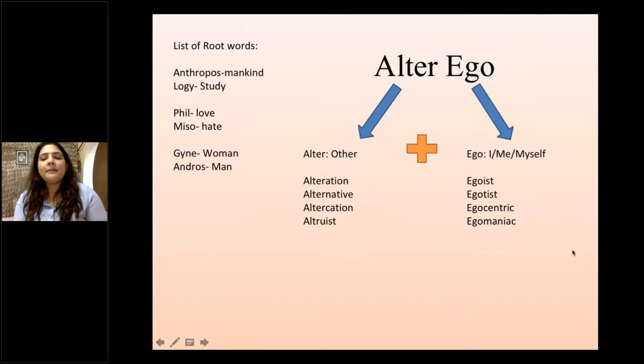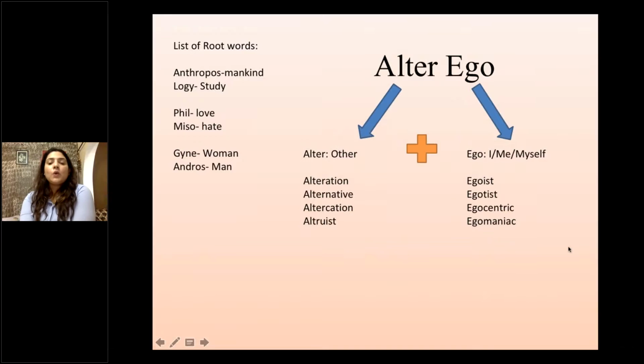Okay, so coming back to what I said. Altruist is philanthropist. Okay, all right. So most of you got the answer correct. Let's go to the next set of words.